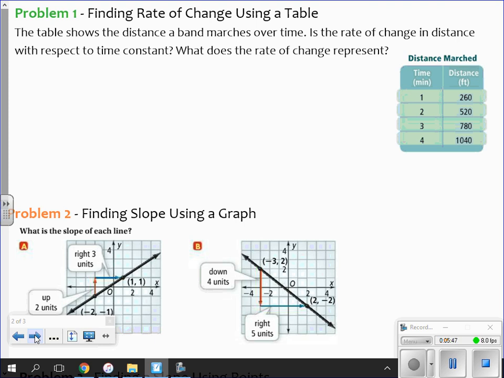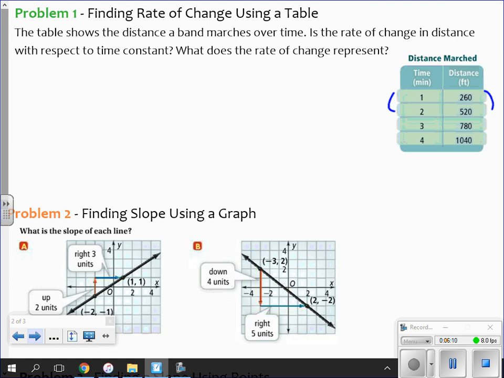So you look at the first one, you have a table of values. And what you want to do is figure out the rate of change from the table of values. And the rate of change is your change in your y's over your change in x's. In this case, it's our distance. How does our distance change over how does our time change?